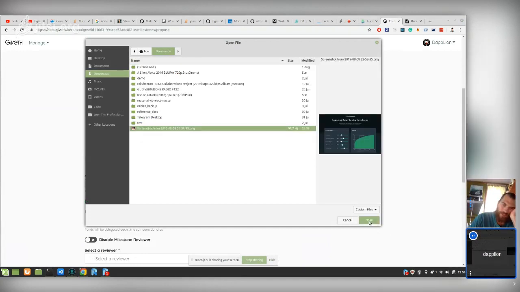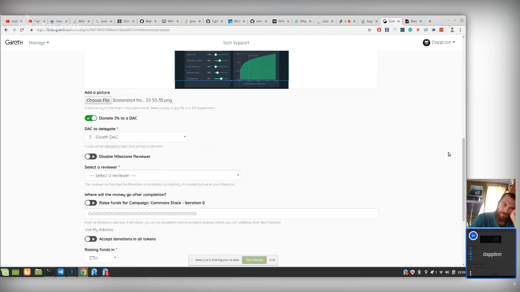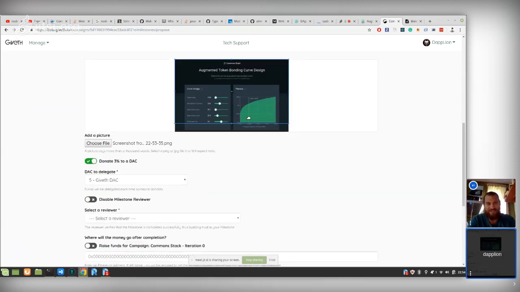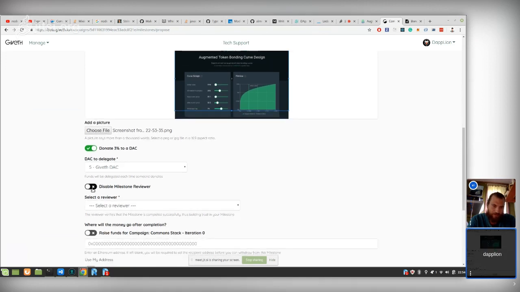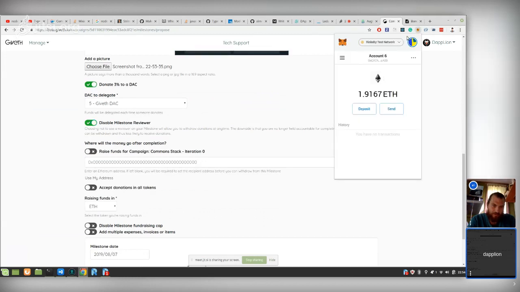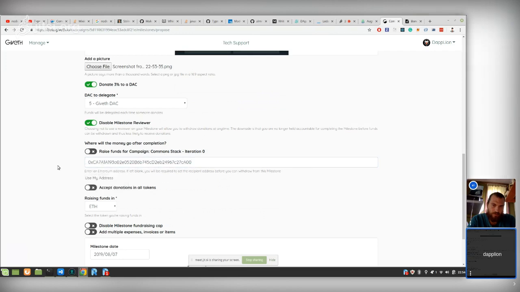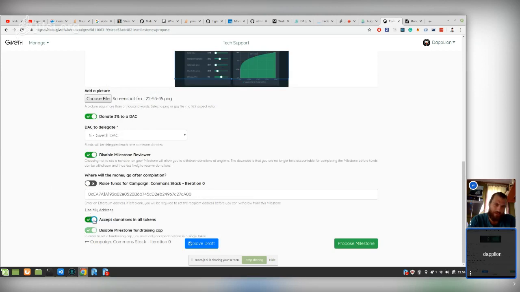And now this is where it gets dicey, because we probably have a bug that you have to deal with. Click that, donate 3% to a DAC. So this says if you'd like, you could donate 3% to Giveth of what you raised. Or you can uncheck that, and you should definitely disable milestone reviewer. And you should put your address there. Accept donate. What do you want to be paid in? DAI, right? Yeah, with the DAI. Okay, cool. So yeah, you can undo that.